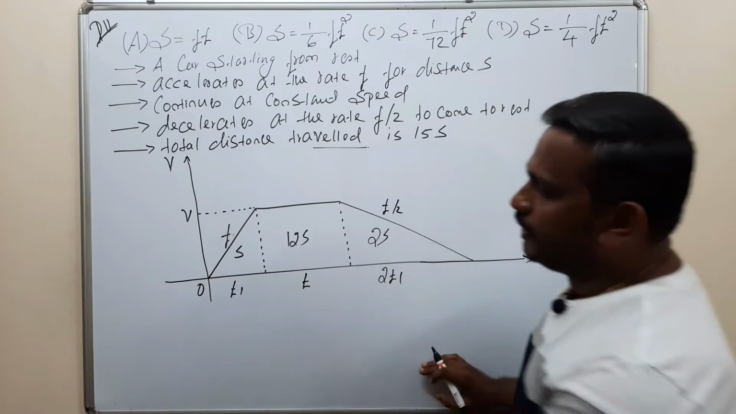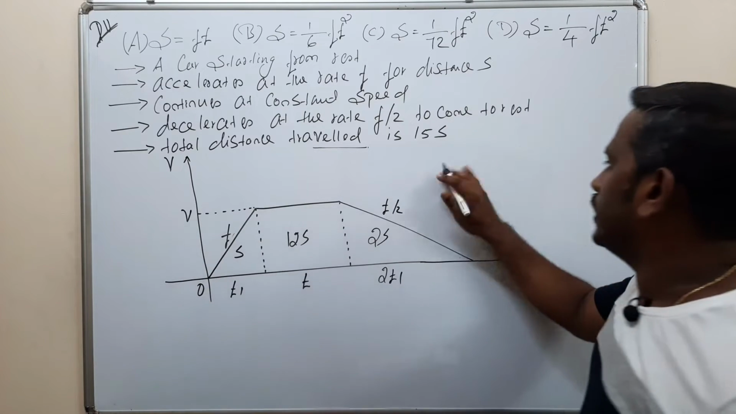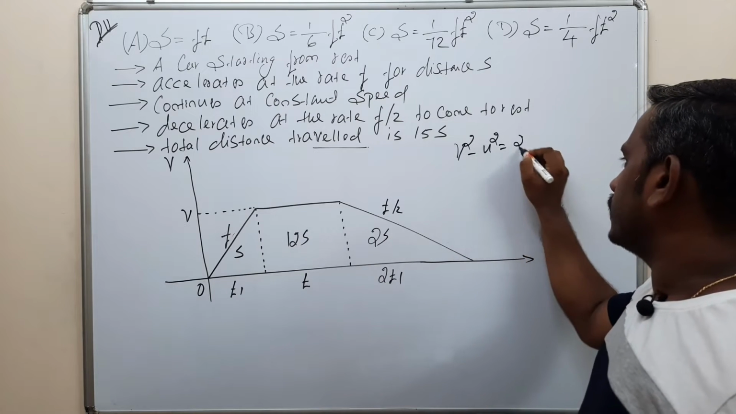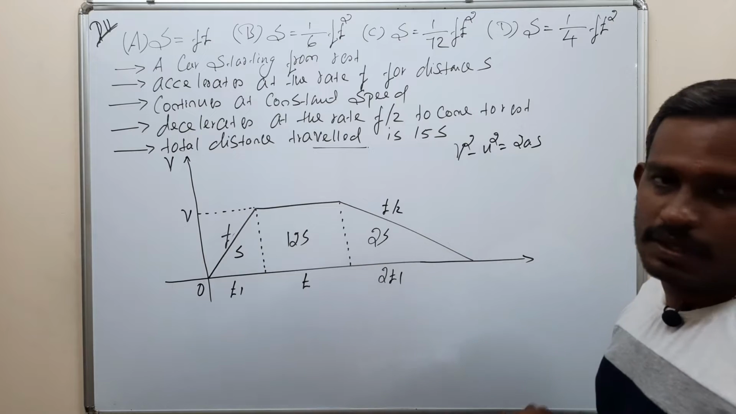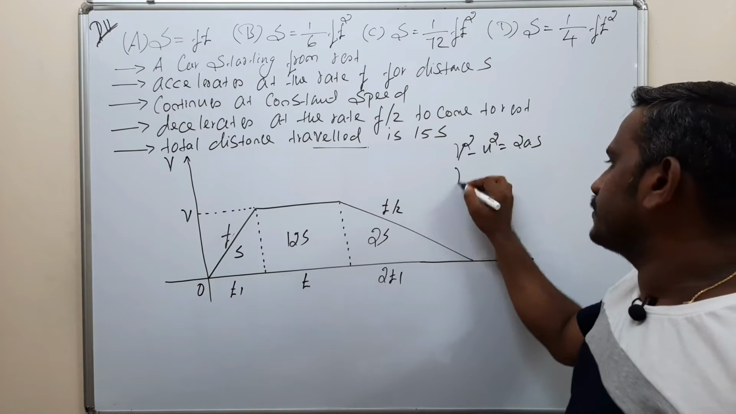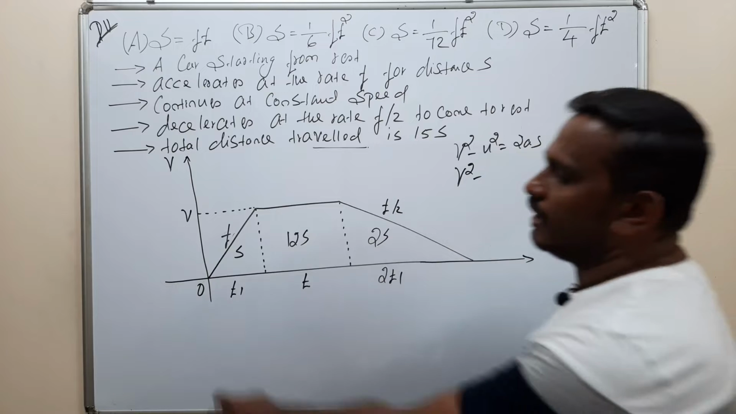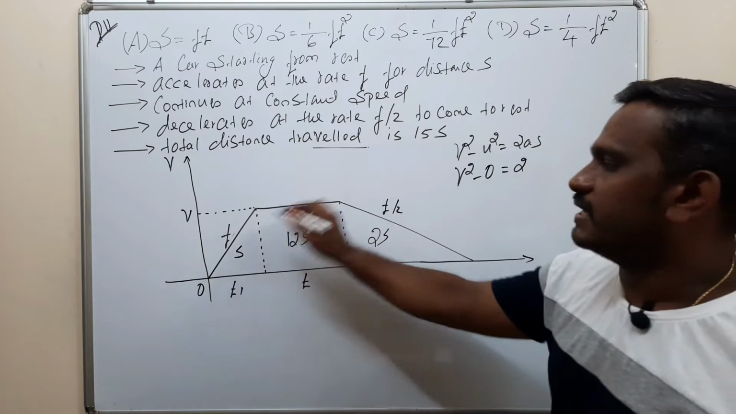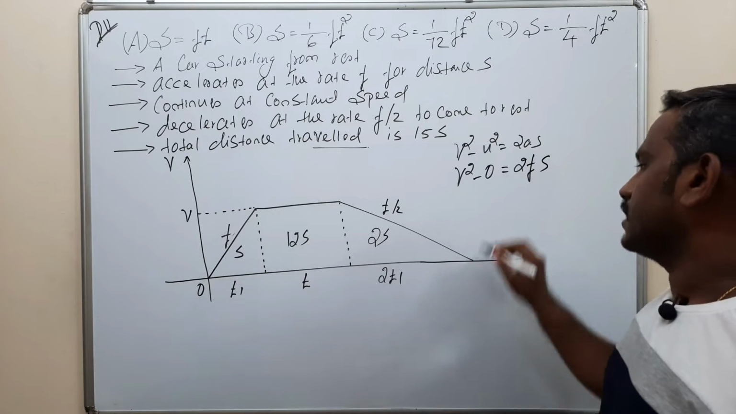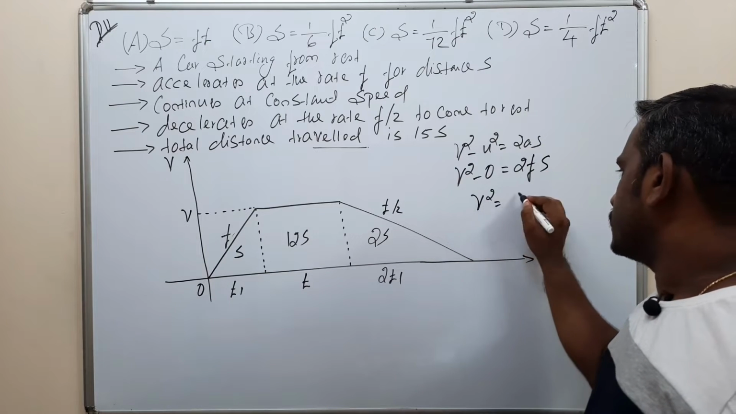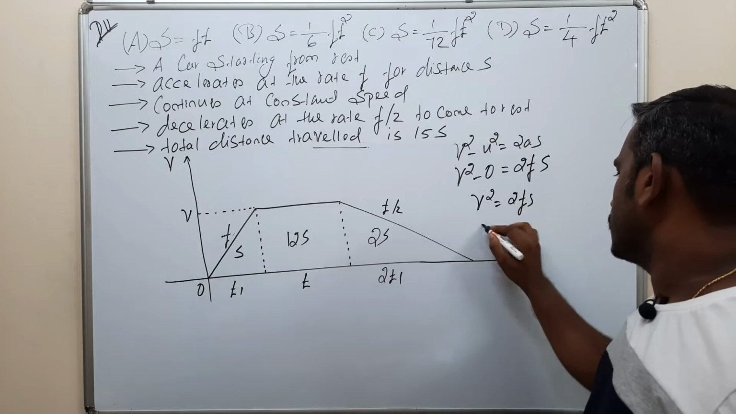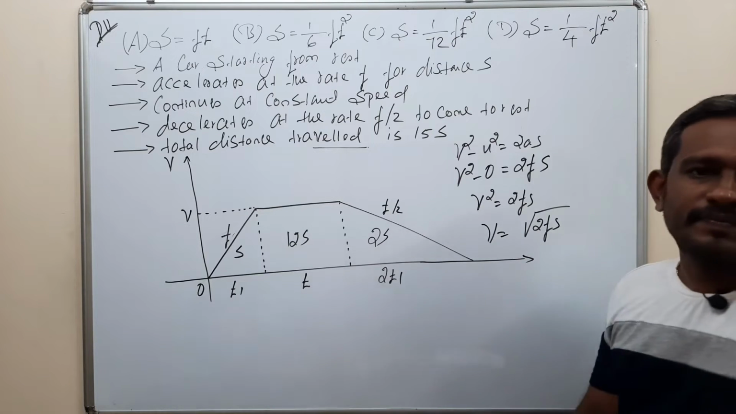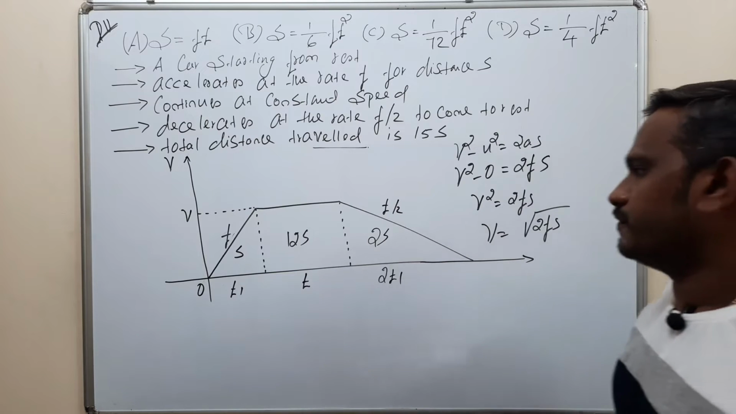Then for the first part of the motion, that is accelerated motion, I am using the equation v square minus u square is equal to 2as. It reaches a constant speed, that is the final velocity. The car starts from rest, so the initial velocity is 0. What is the acceleration here? f. So v square is equal to 2fs. So v is equal to root of 2fs.